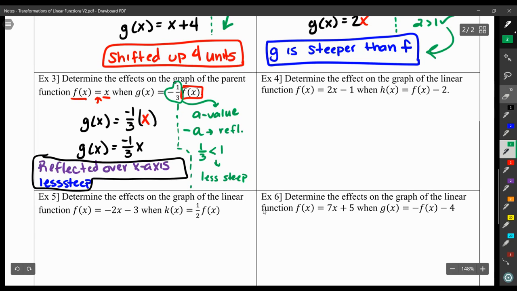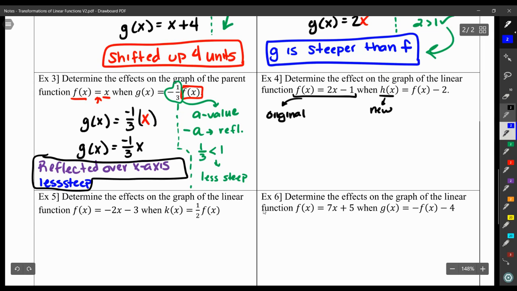So determine the effect on the graph of the linear function f of x equals 2x minus 1 when h of x is equal to f of x minus 2. So if you notice, this is now the original function, and this is not the parent, and that's okay. So this is the original this time, and h of x is my new one.